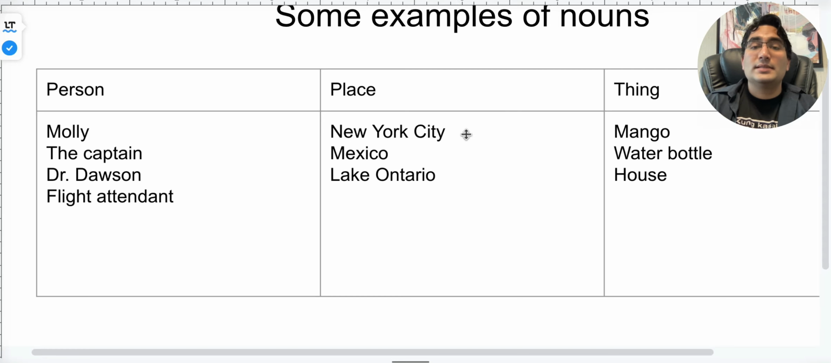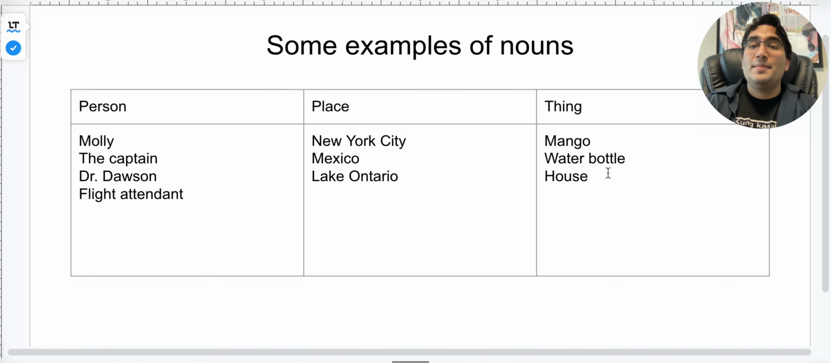When we talk about places, we got cities like New York City, Mexico, Lake Ontario. It could be, again, a small town, a big place, a city, a country, an island. Those things are nouns as well because they fall into places. Finally, we move on to things. Things would be mango, fruit, and water bottle. That is a thing. House is a big thing, but it still falls under a physical object, which makes it a noun. Remember that, and that should clarify what nouns mean.